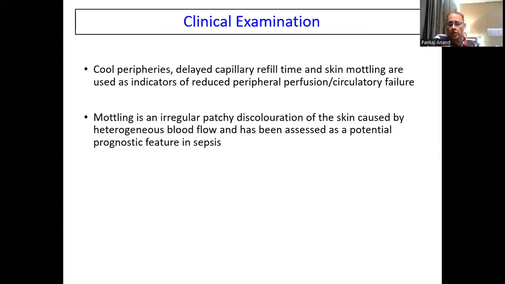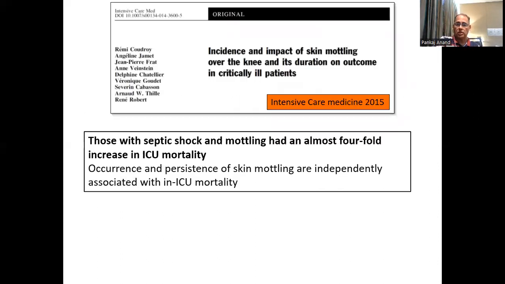So if the peripheries are cold, if there is a delayed capillary refill time, if there is mottling of the skin, this usually indicates that the perfusion at the peripheral level is poor or there is significant failure of the circulatory system. Now, we all know that mottling is largely an irregular, patchy discoloration of the skin, which usually occurs because the blood flow becomes heterogeneous, and mottling has actually been assessed as a potential prognostic feature in sepsis.